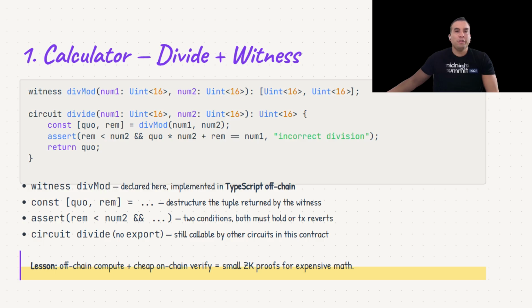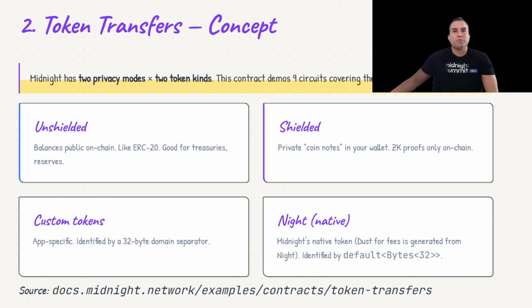And here's the big lesson. You will see this pattern absolutely everywhere in Midnight. Hard math on your laptop, cheap check on chain. Second contract, token transfers. This one is a tour because Midnight actually has two different token systems, and this contract shows you how to work with both.